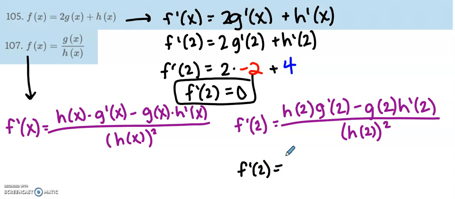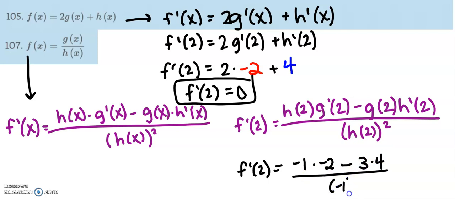is going to be equal to, I'm going to use my answer key, -1 times g prime of 2 is -2, minus g of 2 was 3, and h prime of 2 was 4, all over h of 2, which was -1, squared, and we get a final answer of -10.